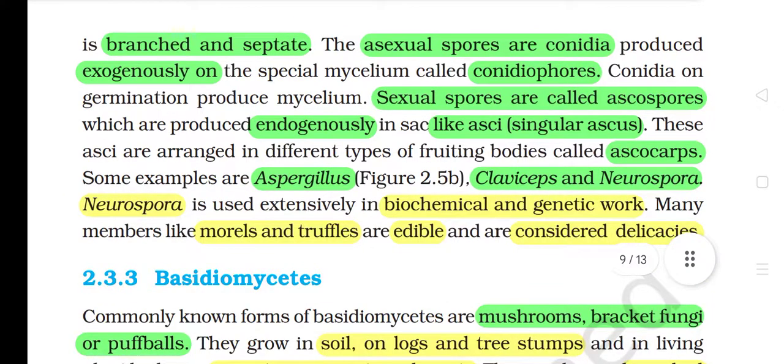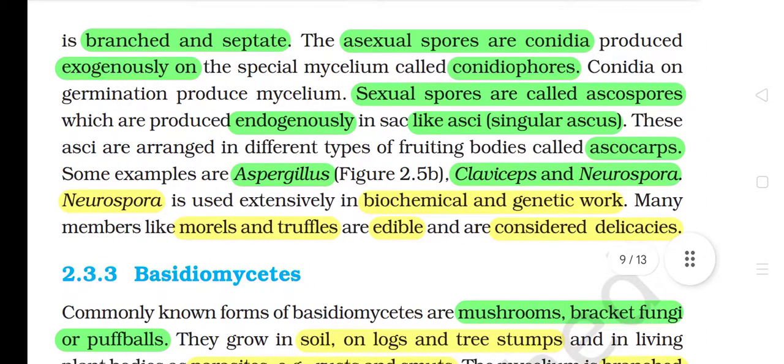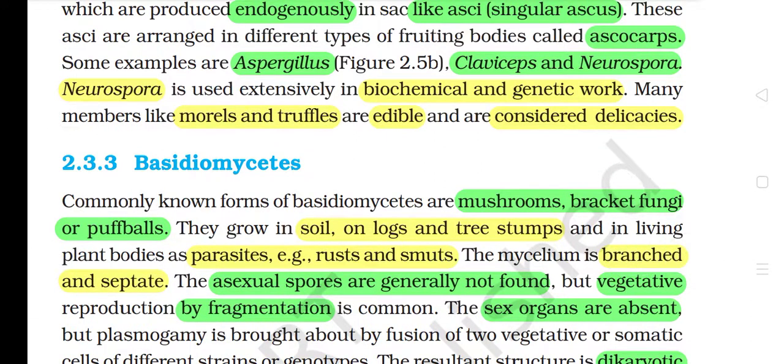The asexual spores are conidia, produced exogenously on the special mycelium called conidiophores. Conidia on germination produce mycelium. Sexual spores are called ascospores, which are produced endogenously in sac-like asci, singular ascus. These asci are arranged in different types of fruiting bodies called ascocarps. Some examples are Aspergillus, Claviceps, and Neurospora. Neurospora is used extensively in biochemical and genetic work. Many members like morels and truffles are edible and considered delicacies.